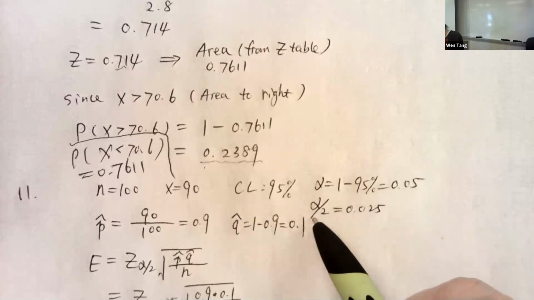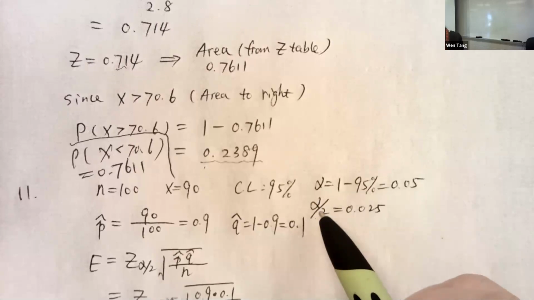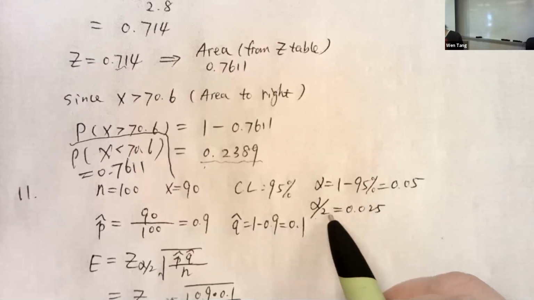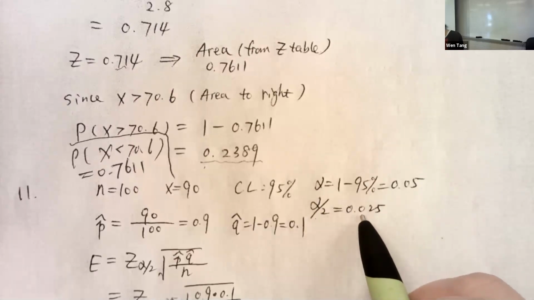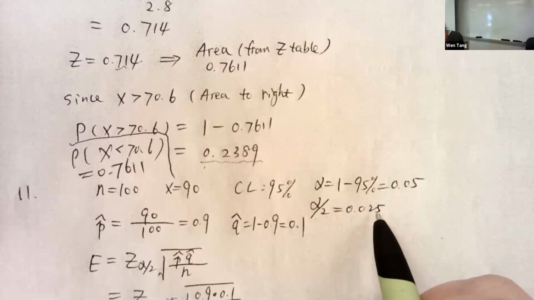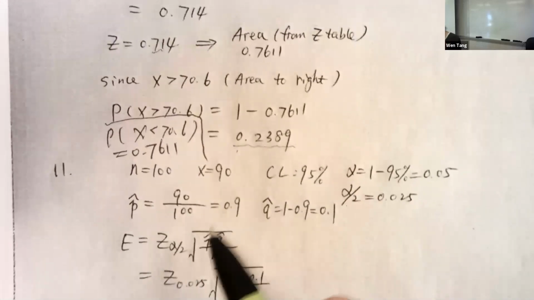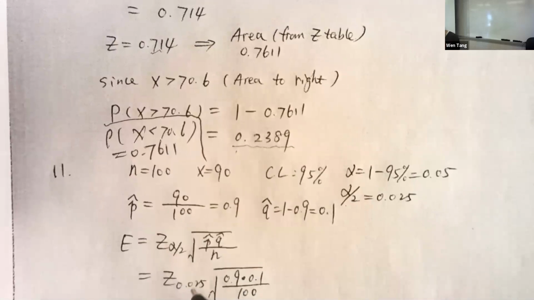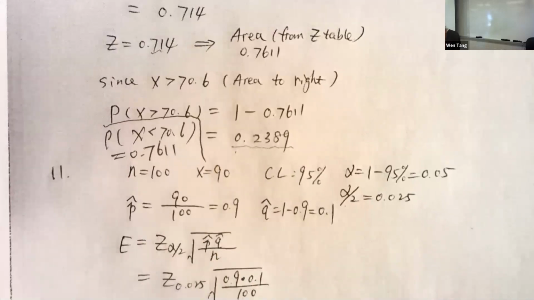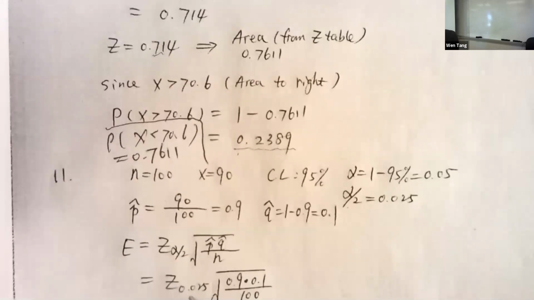We actually need to use the half alpha value. So don't forget, divide by 2 to get 0.025, the half alpha value. So next step, we're going to find Z sub half alpha. Z sub half alpha is Z sub 0.025. So you should know how to use this subscript to find the corresponding critical value.